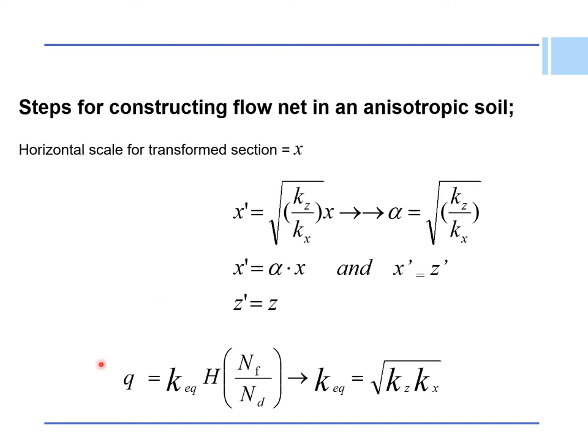Then you can get the rate of flow per unit length by using this formula, where you can see the equivalent coefficient of permeability, which is equal to the square root of kz multiplied by kx, multiplied by h, that is the head causing flow, into N_f over N_d. And you are familiar with N_f, the number of flow channels, and N_d, the number of equipotential drops.